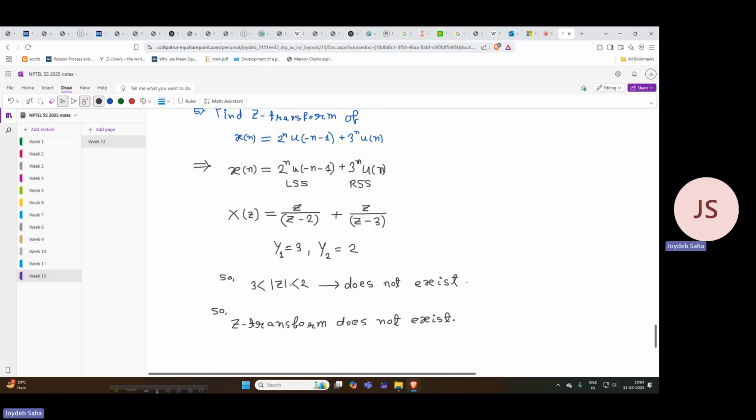Take 1 more minute and try to understand what we have done till now. How this Z transform does not exist.